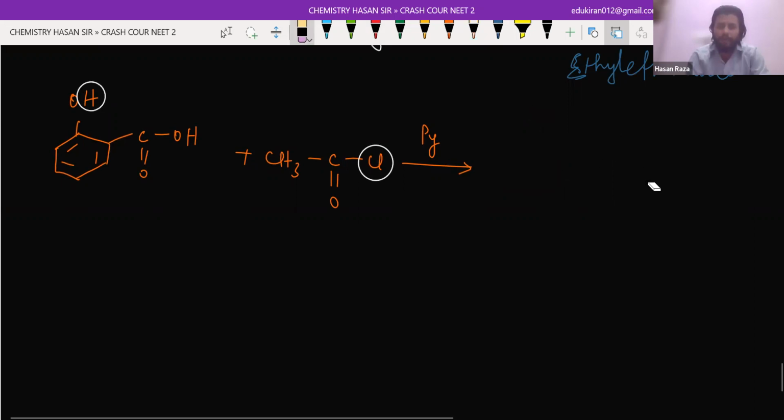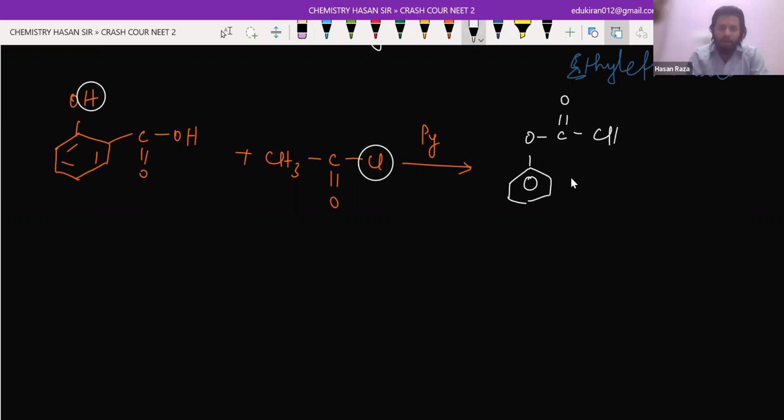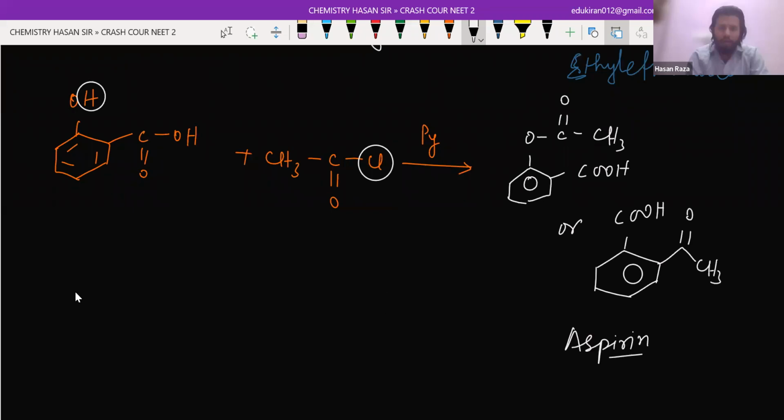HCl will be a byproduct, and then this part will be converted into O, then C double bond O and CH3 is there, and then this is your C double OH. In NCERT, it has been written like this, and its common name is aspirin, which is a very important compound. Please do write it, and if this has a name, you will see it, salicylic acid.